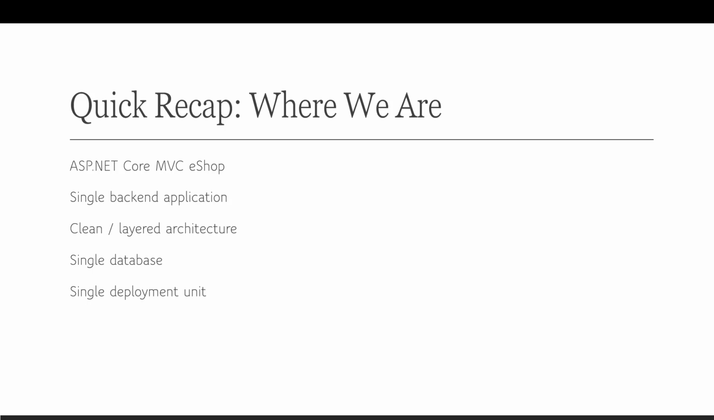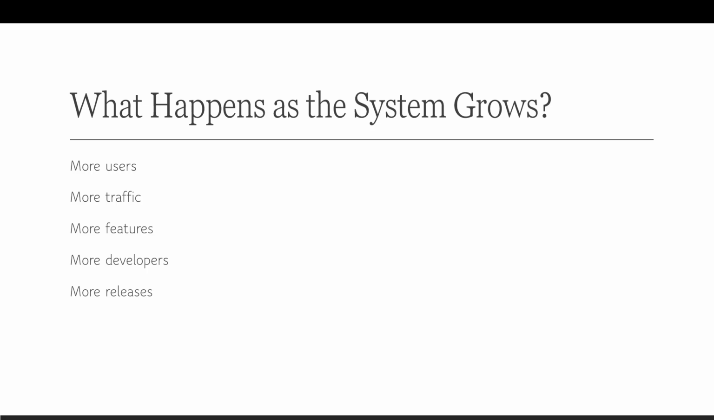Only a single database. When I say single database, we have kept a separate database for identity, but for orders, catalog, and payments, everything is in a single database, and there is a single deployment unit. So the whole application is deployed as a single unit. What is going to happen when this system becomes big? What problems are we going to face?